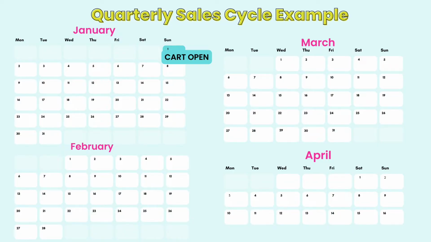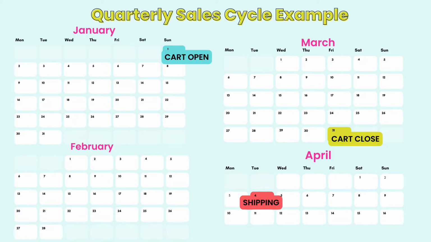Since a quarterly box is 3 months, we're shipping a box every 3 months, which means our sales cycle is a 3-month period. Now in this example, the sales cycle begins January 1st. That's the cart open day for our April box. The cart closes on March 30th for the April box. So over the course of January, February, and March, we're selling our April boxes.